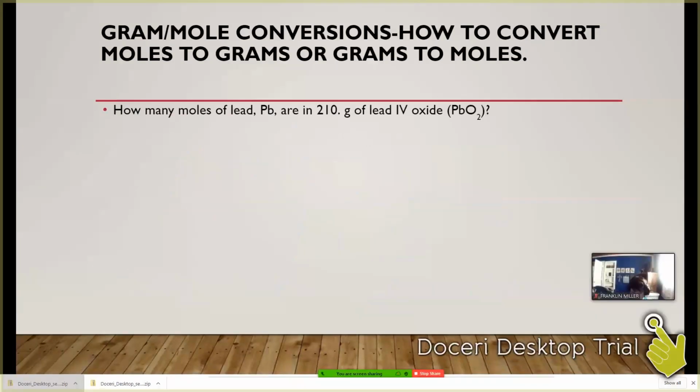How many moles of lead are at 210 grams? And once again, I'm going to keep it simple. Take it out of the lead oxide and just say lead. So there's my given, 3 sig figs. Once again, I see grams, so that tells me I'm going to have to use molar mass as a conversion. And there's my unknown.